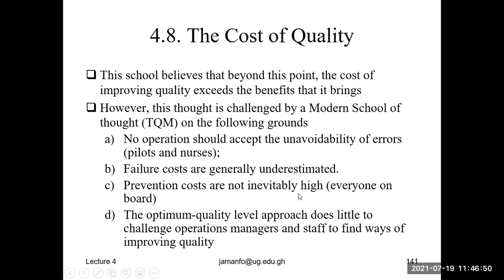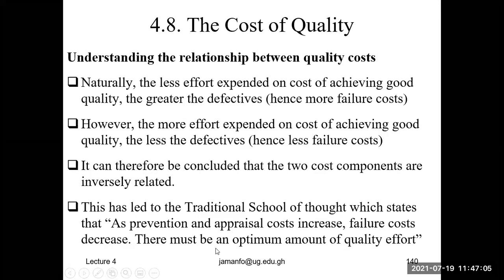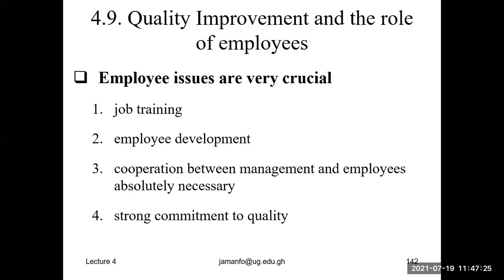So we bring everybody on board. Then the optimum quality level approach does little to challenge operation managers to find ways of improving quality. If we are going by this approach of having an optimum amount of effort on quality, that will stop operations managers from thinking outside the box to look for better ways and means of improving quality, because after we have achieved the optimum level, there is no need for further improvement. No. So that is that school of thought. Okay.